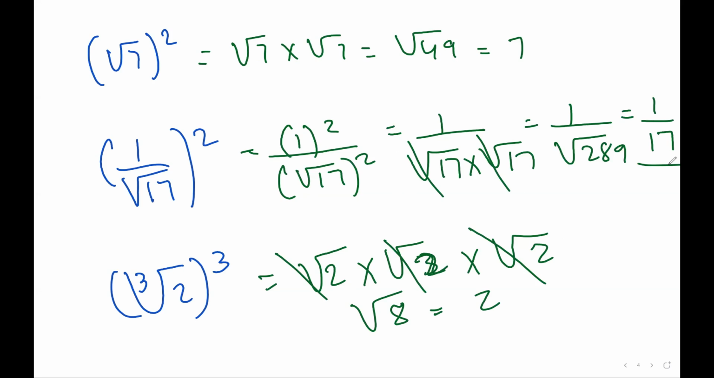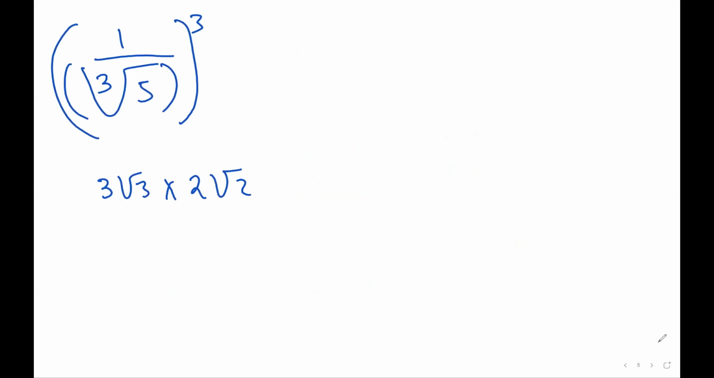But as a teacher, I have to show you the logical way. So I am showing you the logical way. 1 cube. Again, this is cube root 5, which is multiplied thrice.